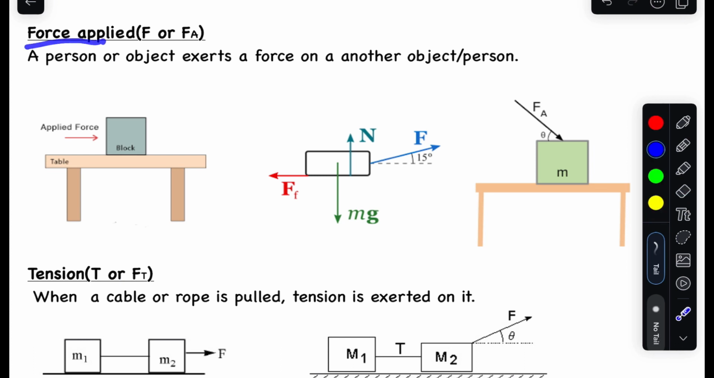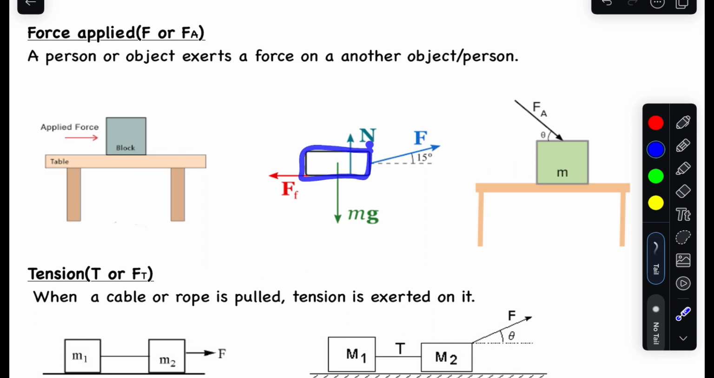Force applied is denoted as capital letter F, or F with the subscript capital letter A. A person or an object exerts a force on another object or a person. So the force applied is a force that is exerted by a person or an object to another object. If you look at this object here, there's a force that is exerted there. We call that force a force applied.